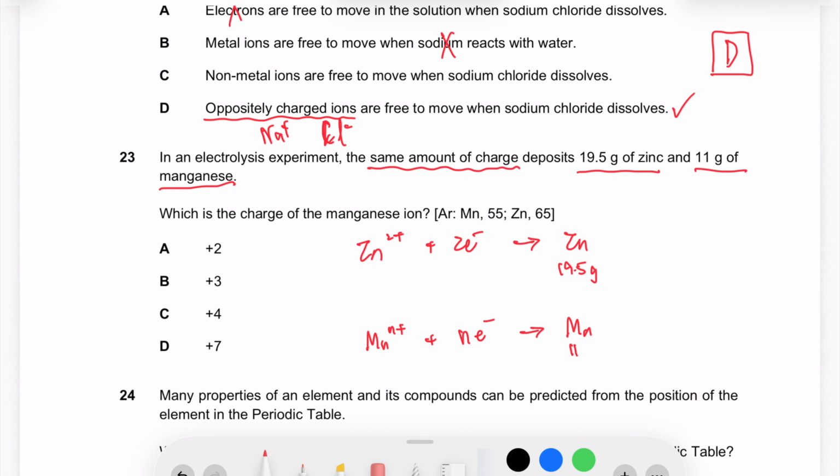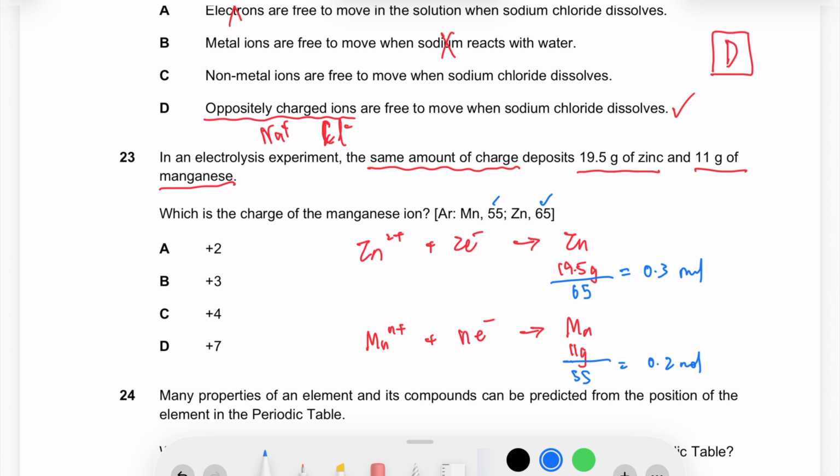So it's 11 grams. From here we have to divide by the Ar in this case, which is given to you, 65, to calculate the mole. So use 19.5 divided by 65. It's a nice number, 0.3 mole. You do the same thing for manganese as well. So 11 divided by 55. Get 0.2 mole.